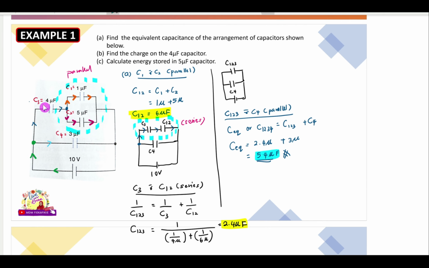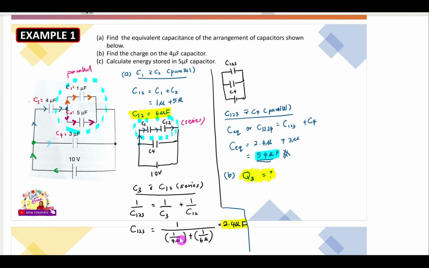Okay, jadi untuk soalan B, kita nak cari charge on capacitor 3. Kita nampaklah final ni, kita nampak dekat sini, this is parallel. Alright, and as we know, charge for capacitor 3, since C1, 2 and C3 are in series here.